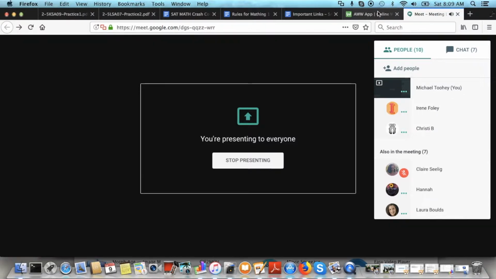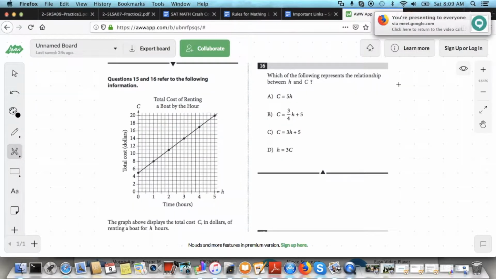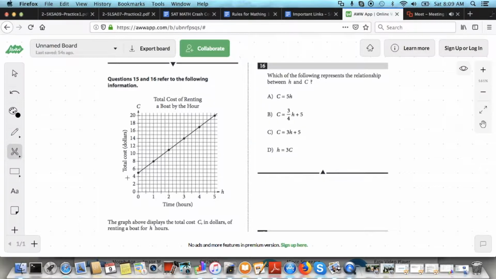Irene, can you hear me? Yes. Can you read this question for me, please? Question number 16. And then you start with the left-hand side. It says the graph above. Yeah, I'm trying to read it. Do you see where it says the graph above displays, on the left-hand side of the problem? I'll read it for you. I'll get started on it.